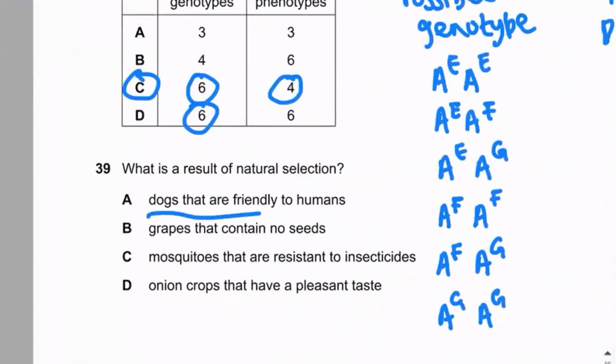What is the result of natural selection? Dogs that are friendly to humans. Guys, this is an example of artificial selection. Dogs that are friendly to humans are made by artificial selection. How? Let me tell you that female dogs that were friendly to humans were crossed with male dogs that were friendly to humans. In this way, the offspring were produced. Then, out of all the offspring, the dog which was very friendly to humans was selected.